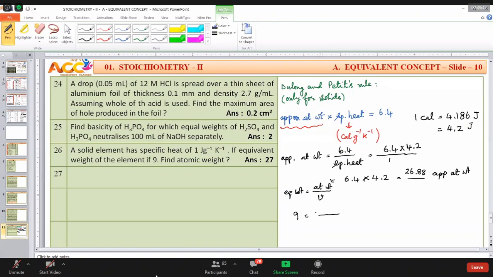If you are using exactly 4.186, then we get 26.79. This number comes if I am using 4.186, and if I'm using 4.2, I'm getting 26.88.